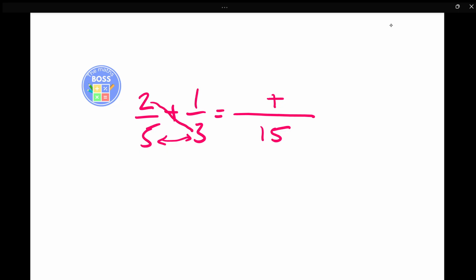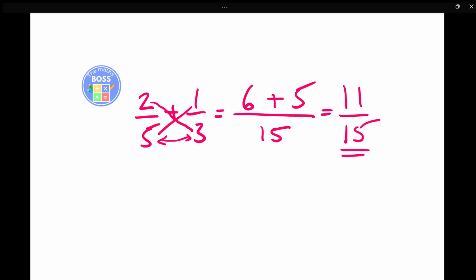2 times 3 gives us 6. Do the same to this side. 1 times 5 is 5. And as you can see, we just add the two top numbers together. 6 add 5 is 11, over the denominator, which stays as 15, and we have an answer of 11 over 15.